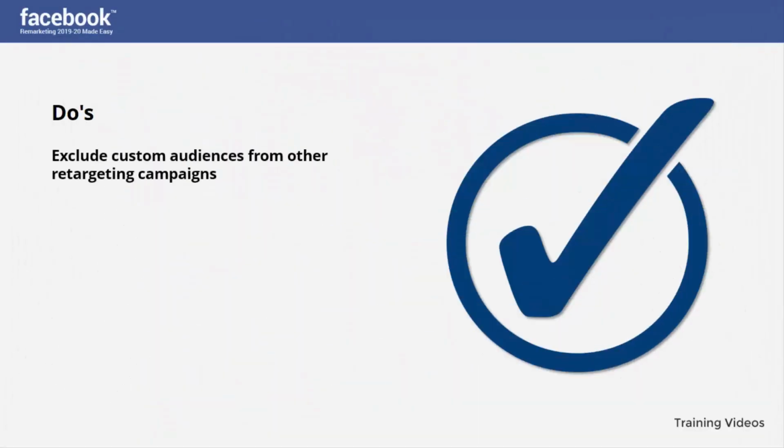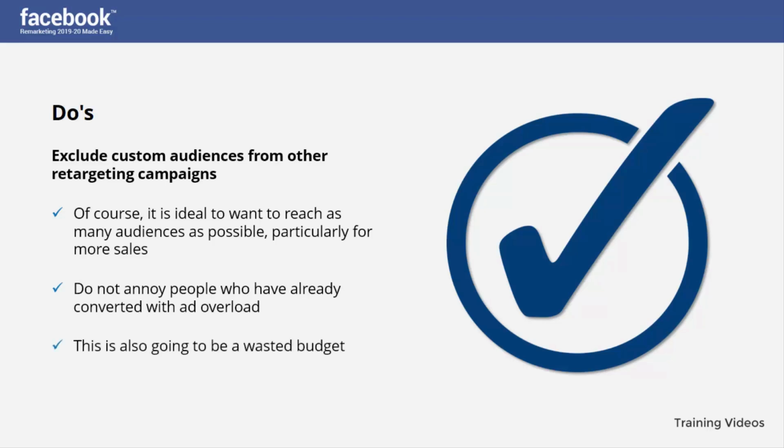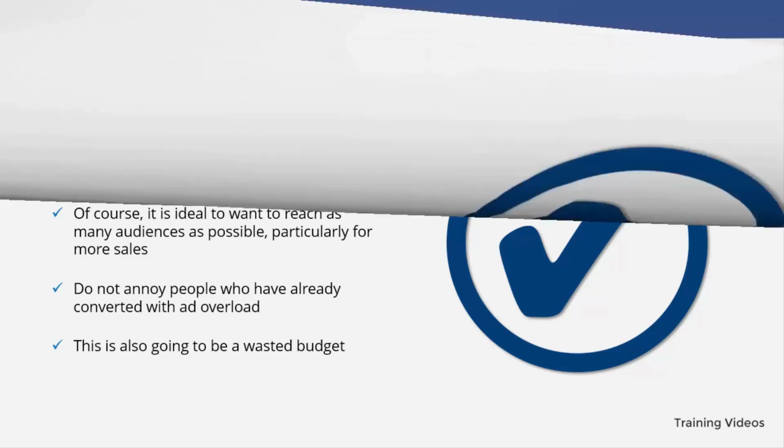Do's: exclude custom audiences from other retargeting campaigns. Of course, it is ideal to want to reach as many audiences as possible, particularly for more sales. But be careful to not get carried away with remarketing. Do not annoy people who have already converted with ad overload. This is also going to be a wasted budget. Therefore, be sure to exclude anyone who has already converted from the list of your targeted users.